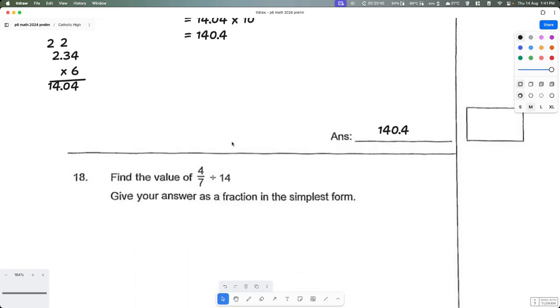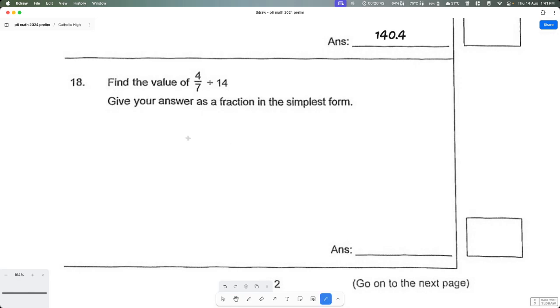Let's move on to the next question. Question 18. Find the value of 4 over 7 divided by 14. I'm going to put it here as a fraction, 4 over 7, and then we divide it by 14.